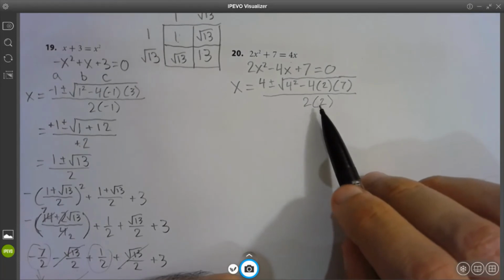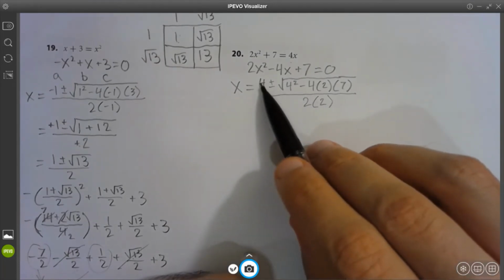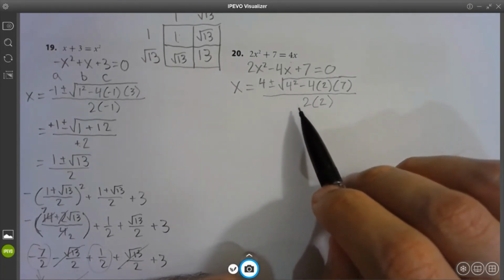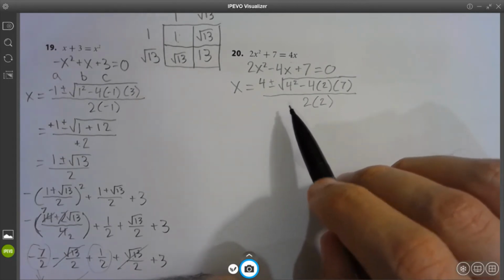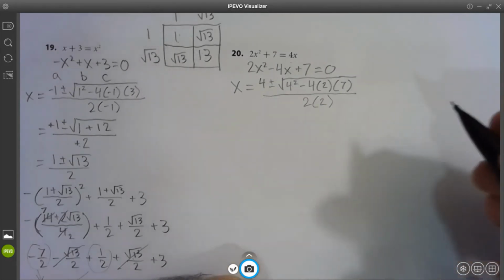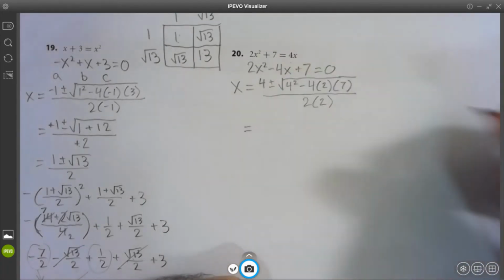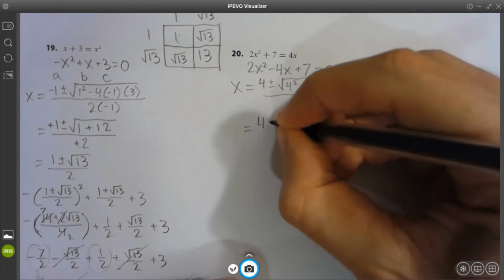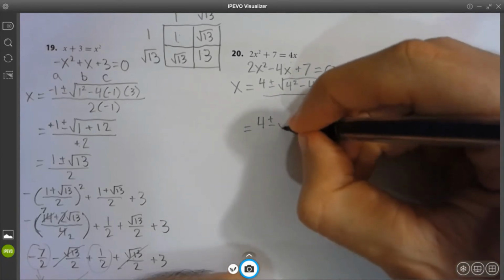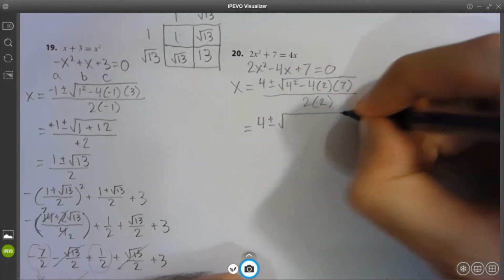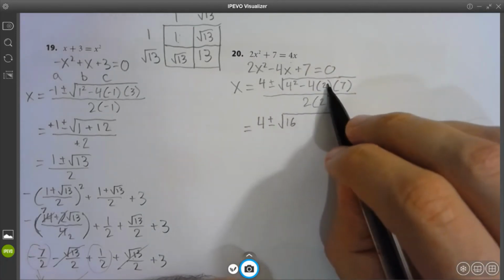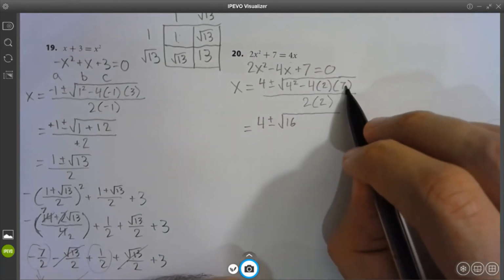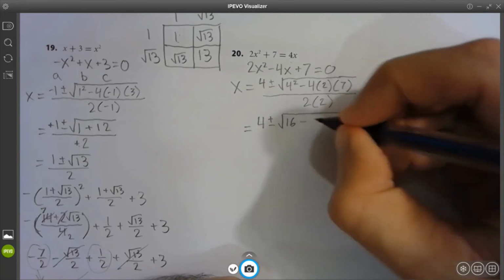Okay, so I see something promising. This is 4 and that's 4, so hopefully everything will cancel nicely. Based on our previous problems, not likely. But you never know. Sometimes the book is nice to us. Every once in a while. 4 plus or minus square root of 16. 4 times 2 is 8. 8 times 7 is 56. So this is minus 56.